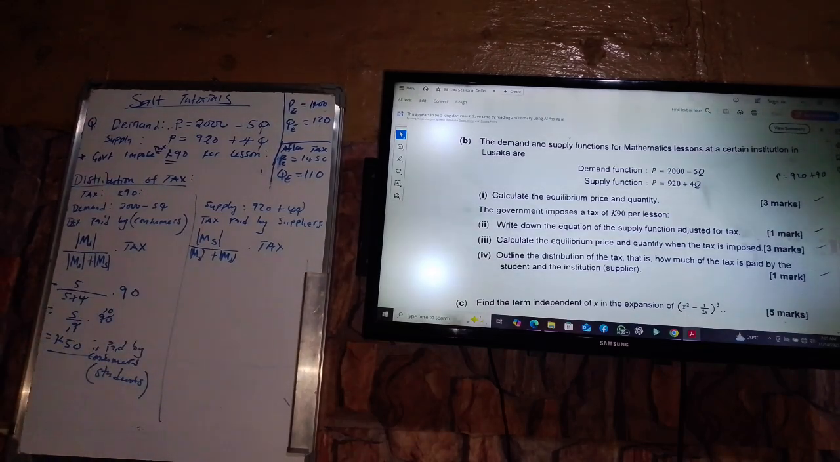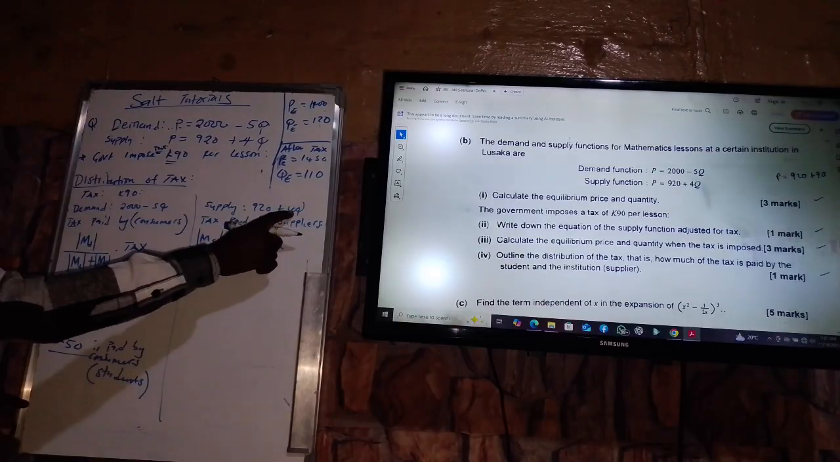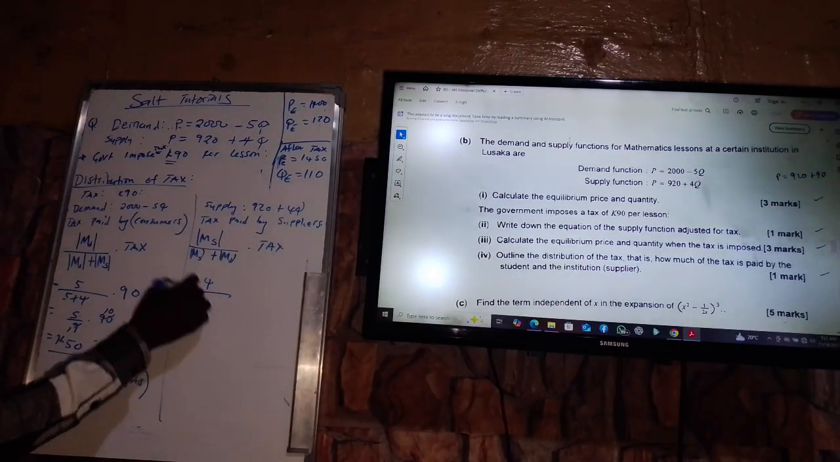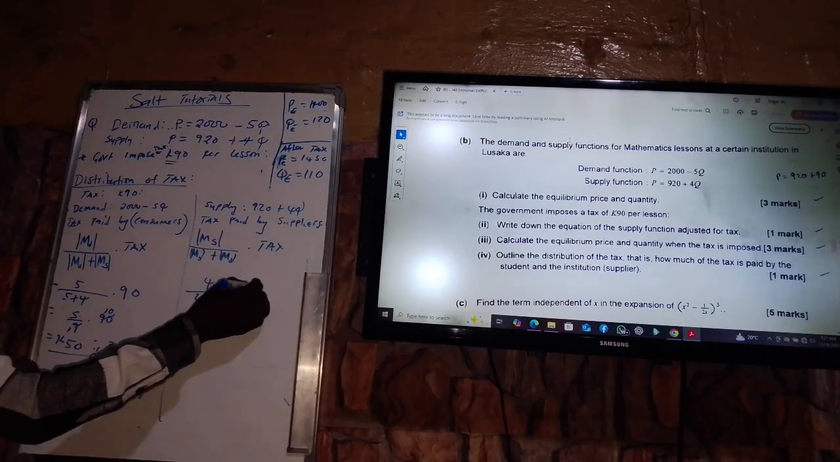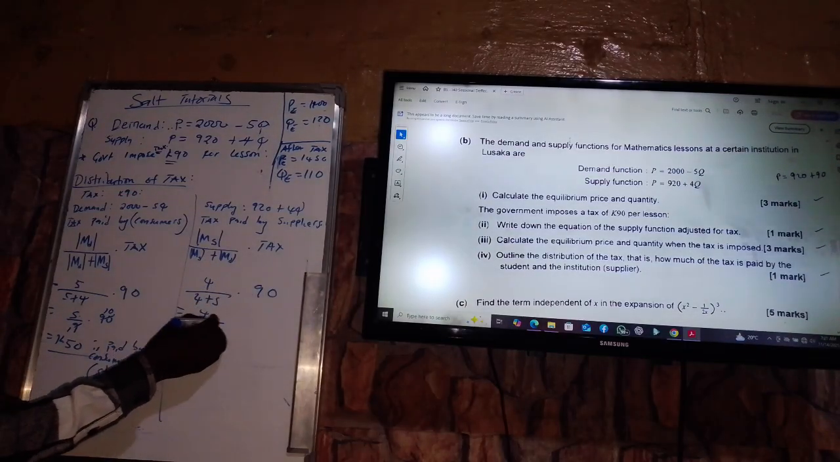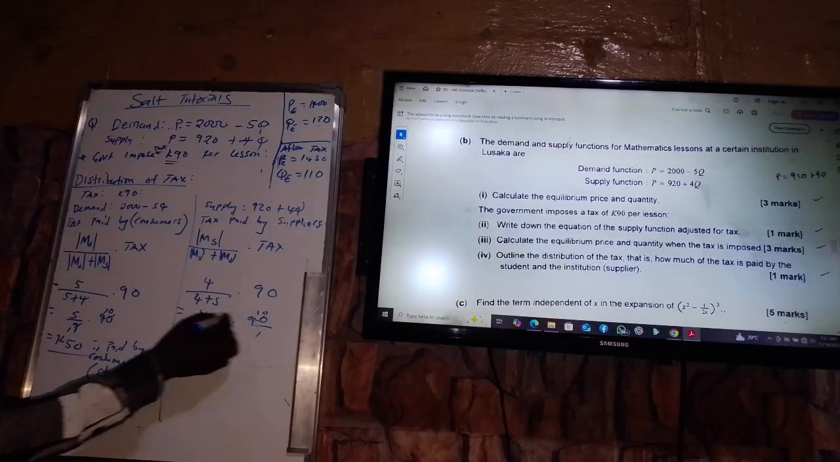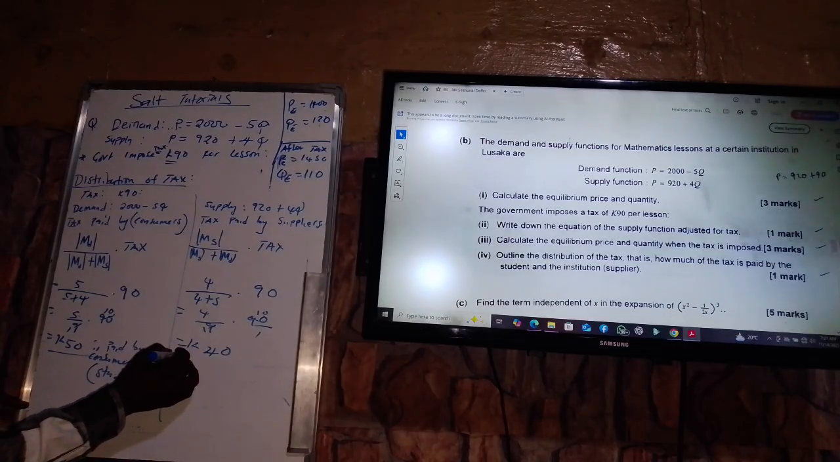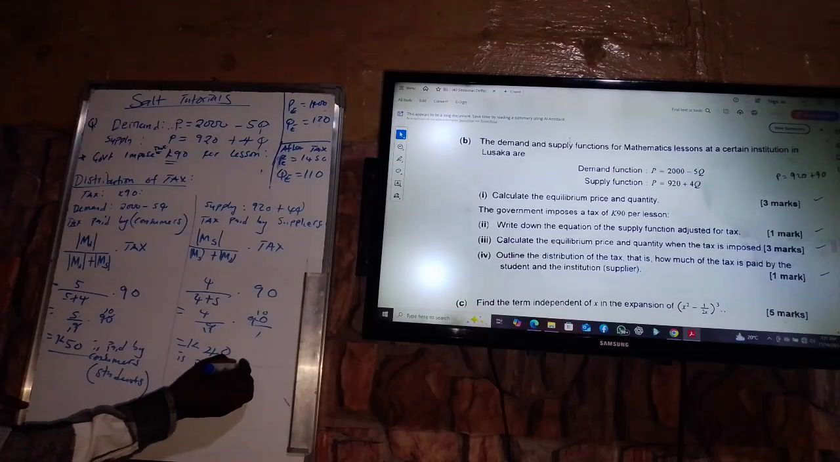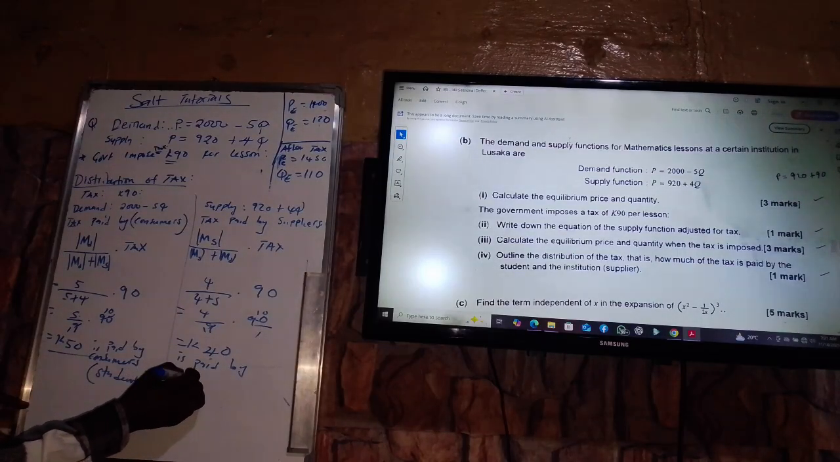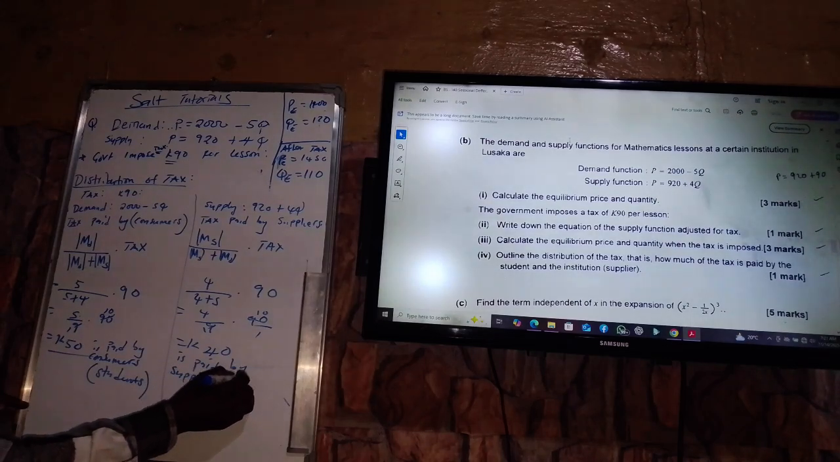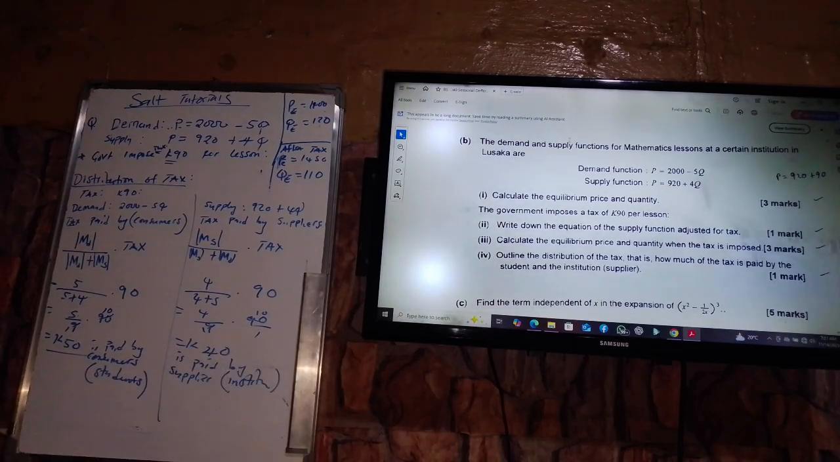If I go to the suppliers part, we're talking about the gradient for the supply, which is 4. So I'm going to have 4 over 4 plus 5 multiplied by the 90 kwacha. So this is equal to 4 over 9 multiplied by 90. This is equal to 9 there is 1, 9 there is 10. 10 times 4 is 40 kwacha is paid by the suppliers. And the suppliers in this case is the institution. And you are done. So this is basically how you are going to solve the distribution of tax, or even if it was distribution of subsidy.